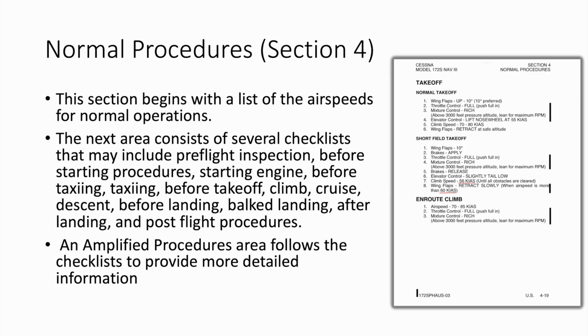Same idea with section 4, normal procedures. So something like normal takeoff, short field takeoff, or en route climb, all of the steps and recommended airspeeds and things like that are provided in this section. And just like emergencies, you don't need to memorize all of this. Use the checklist, especially as you're learning.